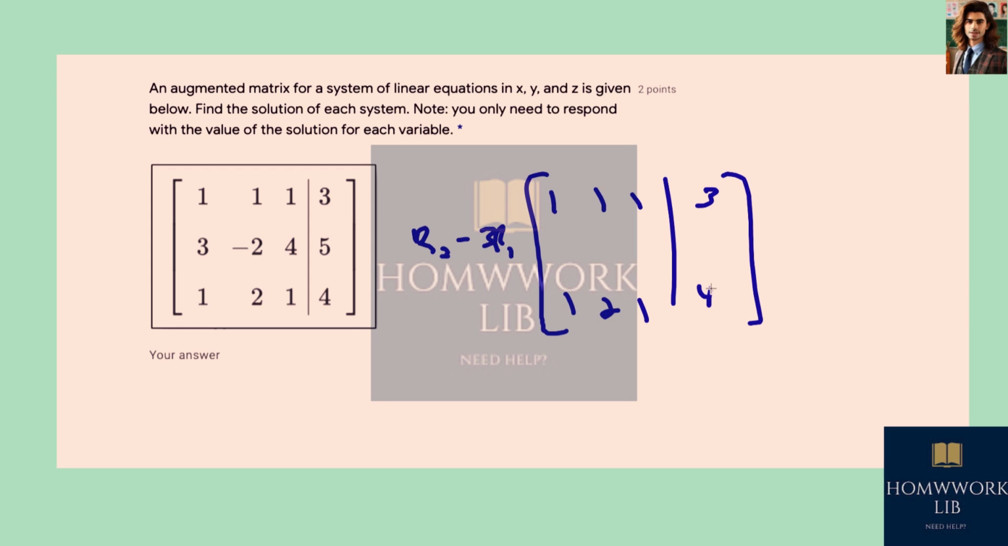And so that would be 3 minus 3, which is 0. Negative 2 minus 3, which is negative 5. And 4 minus 3, which is 1. And then 5 minus 9, which is negative 4.